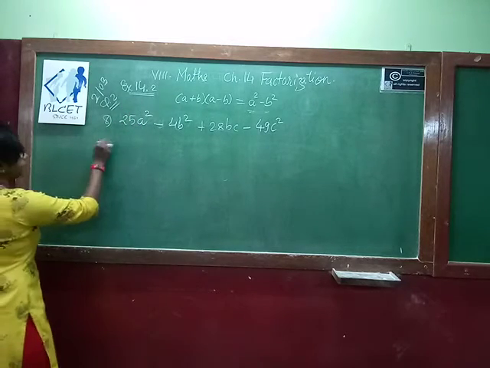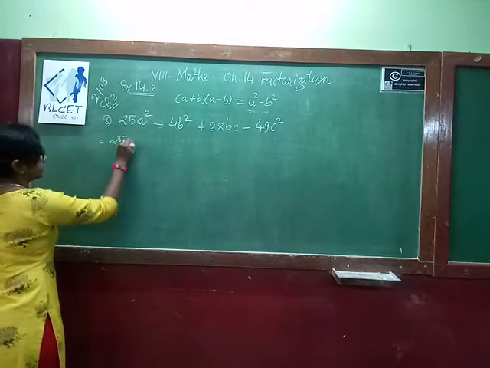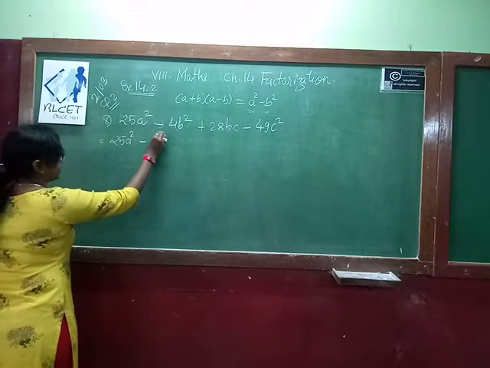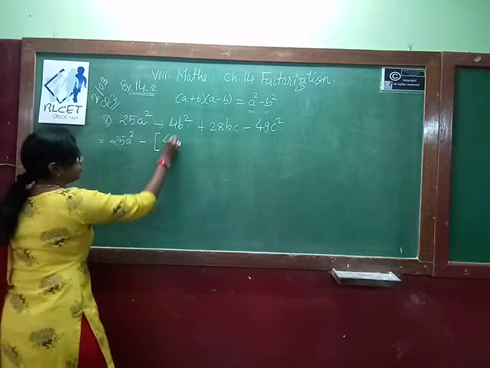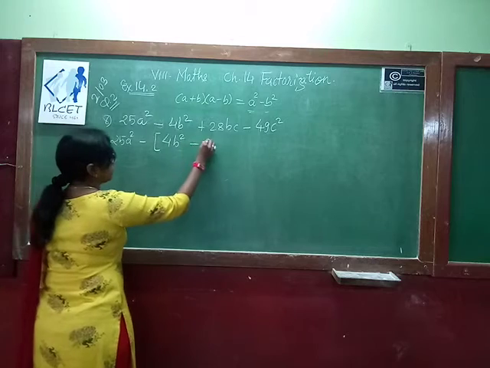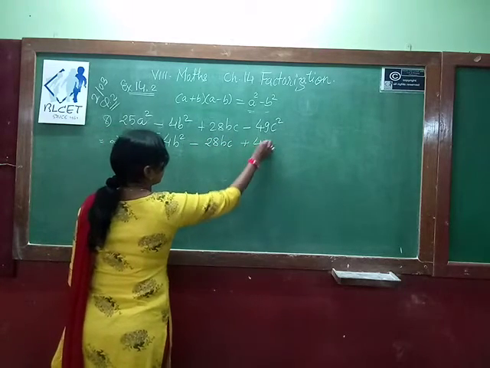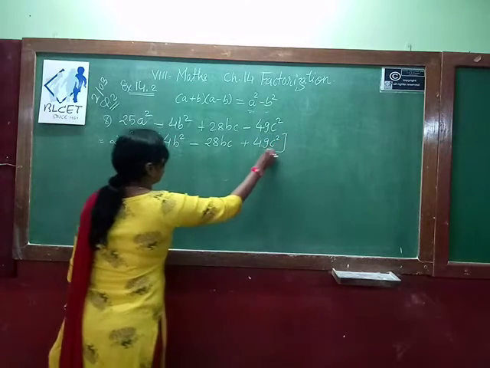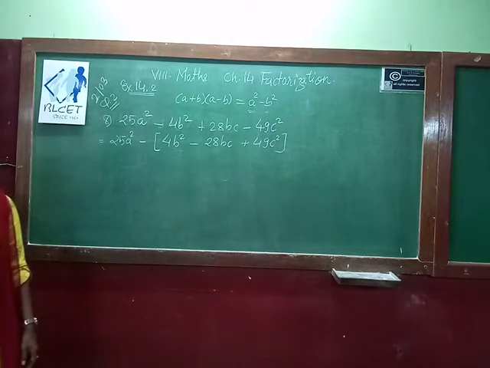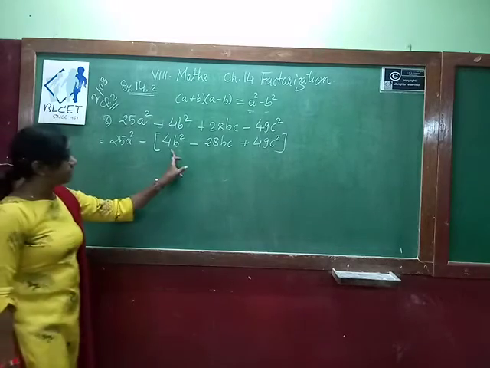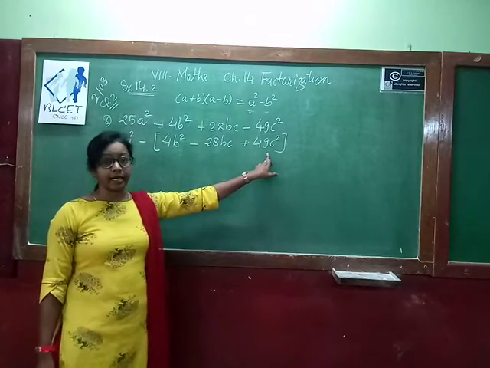Now what we do? This is 25a square as it is. Minus we have to take out. So what is left inside? 4b square, this plus becomes minus 28bc, this minus becomes plus 49c square. Why? Because we have taken out the negative sign. Now here we have to apply the second identity.